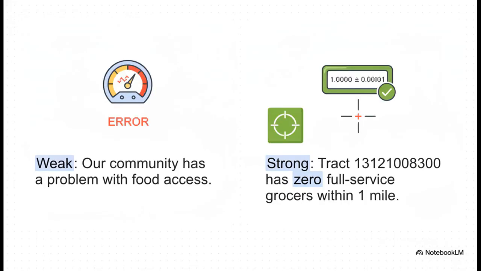Just look at the stark contrast here. On one side, we have a weak, generic complaint: our community has a problem with food access. There's no specific population, no hard data, no lever to pull. On the other side, an engineered strong statement: Census Tract 1311008300 has 0 full-service grocers within 1 mile. It names a precise population, a verifiable metric, and sets up a highly scoped lever, like an AI-supported produce delivery tool. That right there is your gold standard.